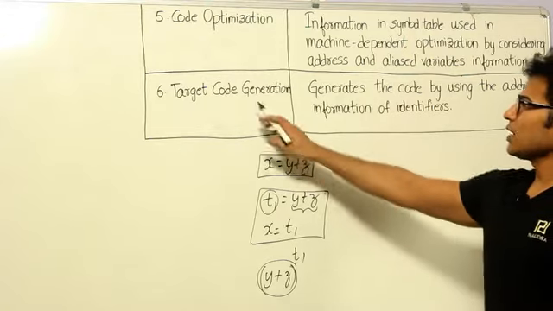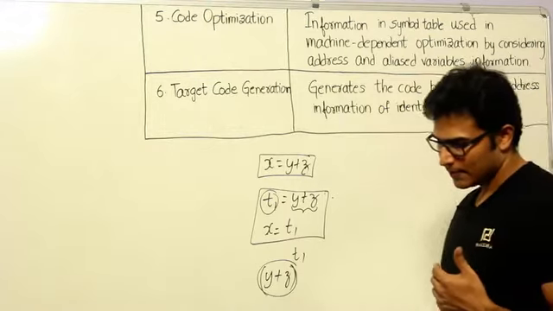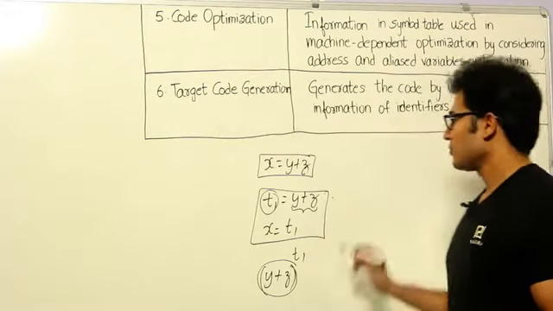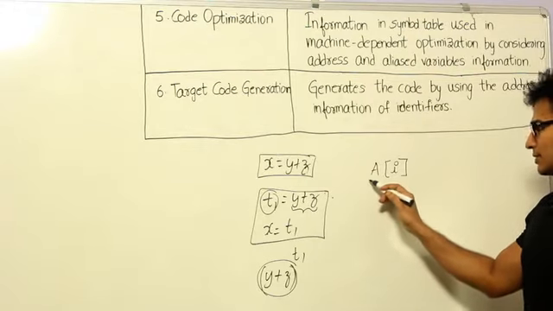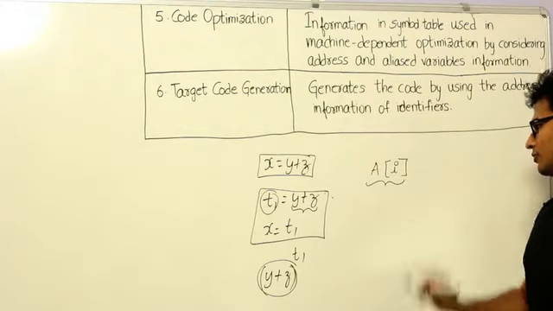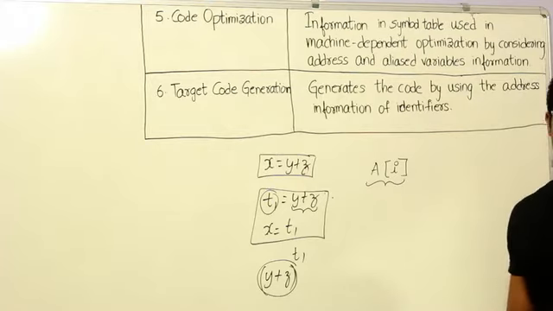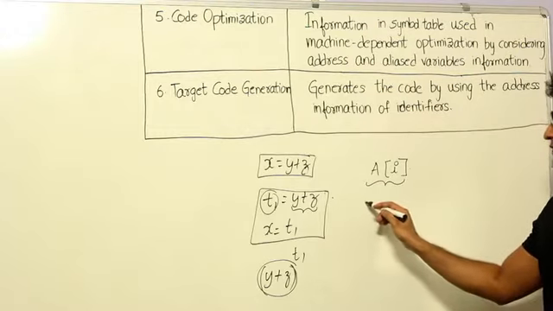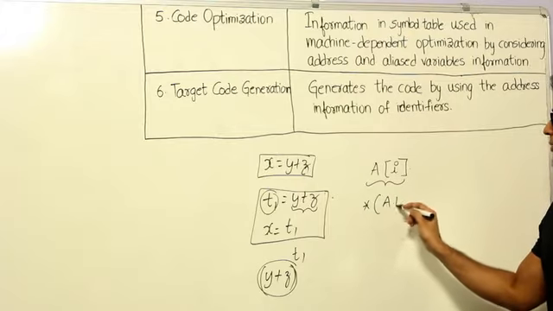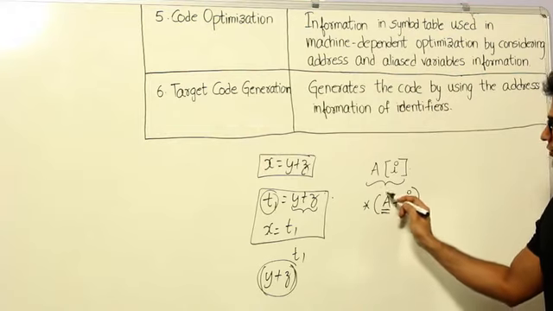And the next one is target code generation. While generating the target code, sometimes we might have to know the addresses. The reason is, if I am going to write a of i, even though this way of writing is human friendly, while converting it into the machine code or the target code, you have to convert it into a form which is machine friendly. So the machine friendly representation of this is going to be star of a plus i, where a is nothing but the starting address of the array a, right.